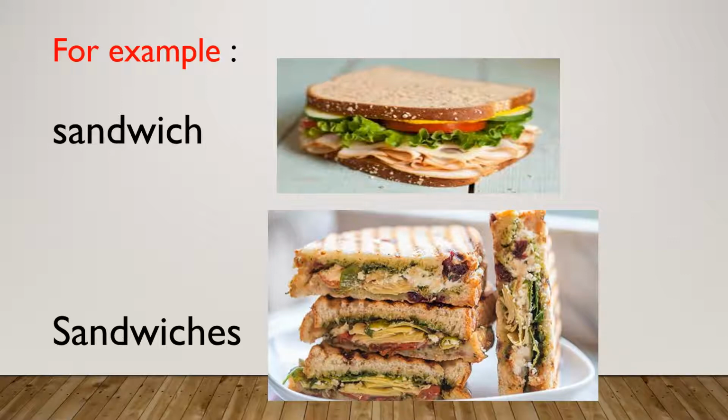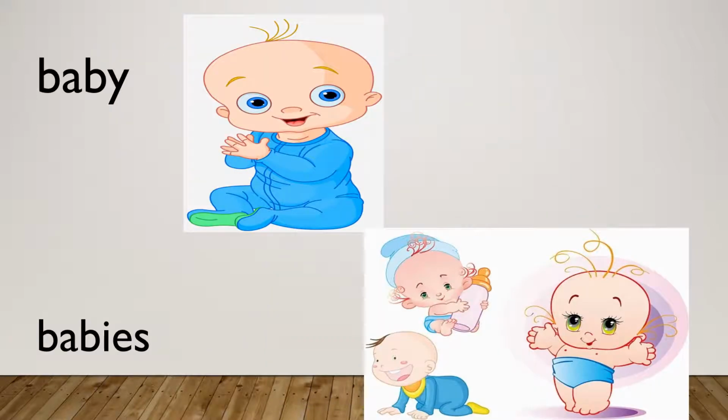Sandwich means one sandwich and sandwiches means more than one sandwich. And why did this happen, student? Because we have added suffix es at the end of the root word. Have you understood, student? Now student, let's see this one. Who is there on the screen, student? Yes, correct. The first picture is of a baby.